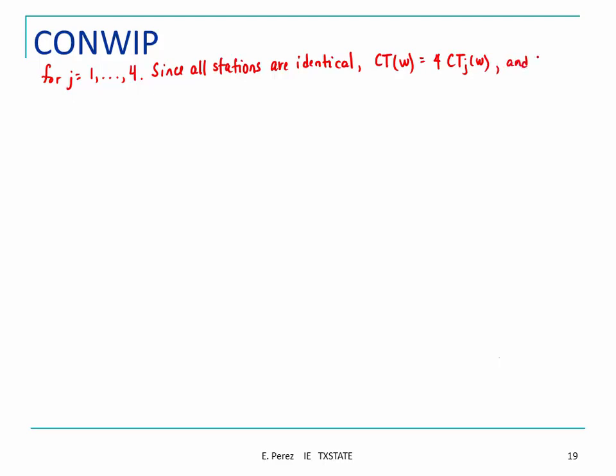So from here, for j equals 1 up to 4, since all stations are identical, CT of this WIP level is going to be equal to 4 times CT_j of w, and therefore CT of 1 is going to be equal to 8 hours.